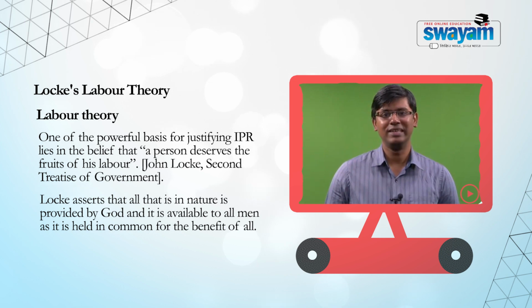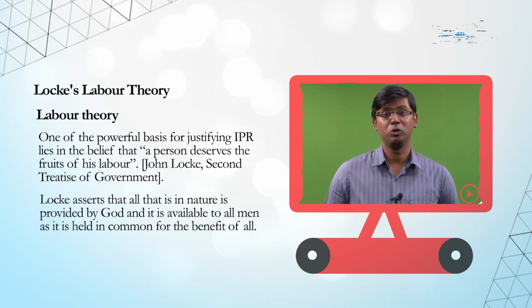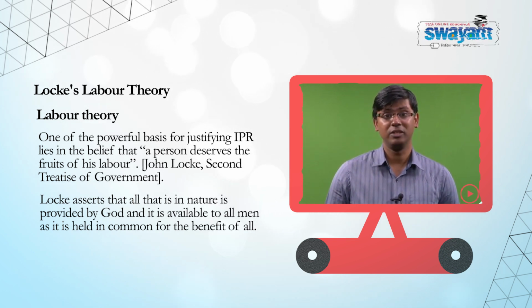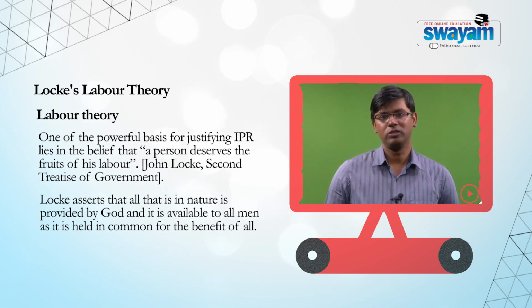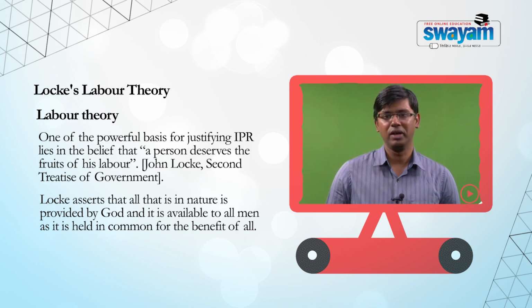Locke basically asserts that all that is in nature is provided by God, right? And it is available to all men as it is held in common for the benefit of all. Basically, to expand on what Locke believes, all that is available in nature is largely created by God, and this should not be monopolized or held as property by a particular individual.